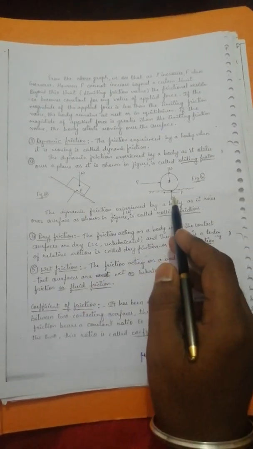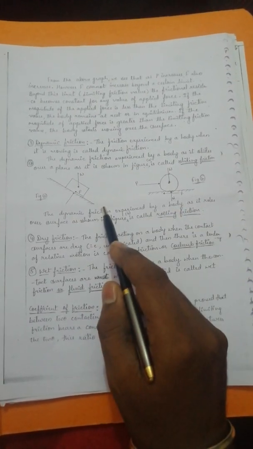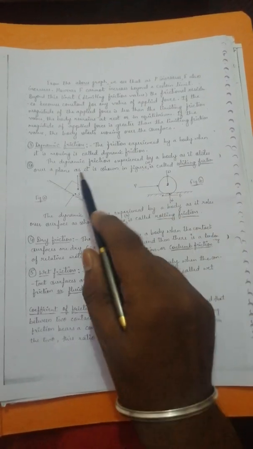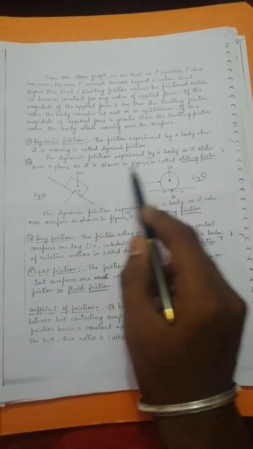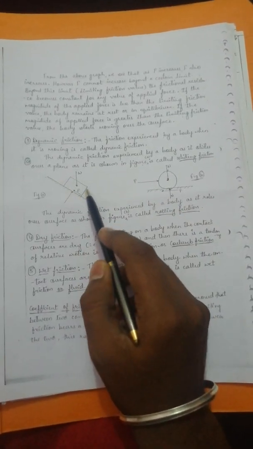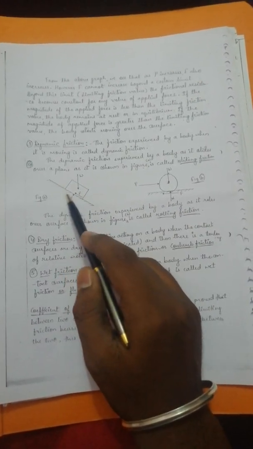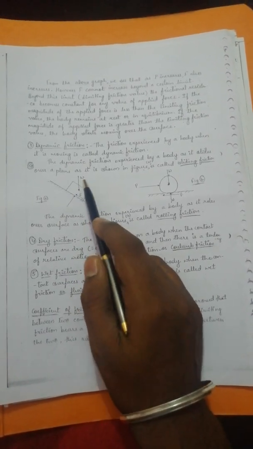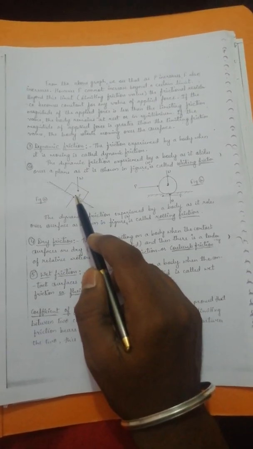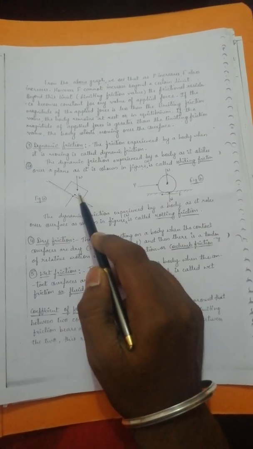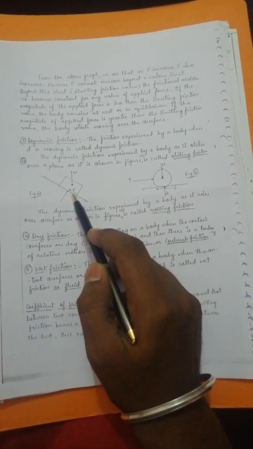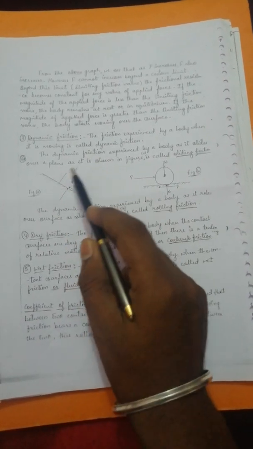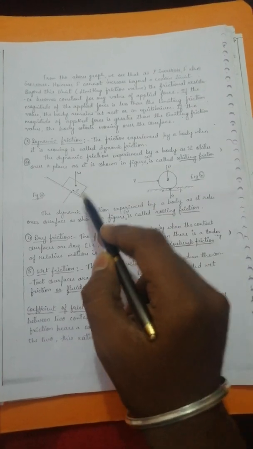Here there are two examples. One is for sliding friction, the other one is for rolling friction. So under dynamic friction there are two types with an example. The dynamic friction experienced by a body as it slides over a plane, as shown in figure A. Here we can see there is an inclined plane and it is a rough surface. The block has been kept, W indicates the self weight, F represents the frictional resistance force, and N is the normal reaction from the rough surface. So figure A represents sliding friction.